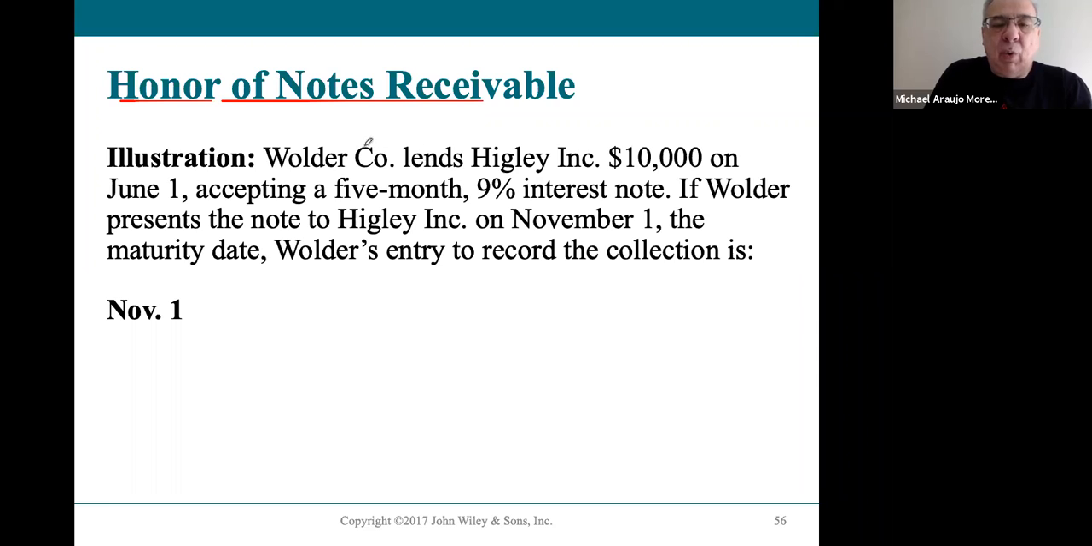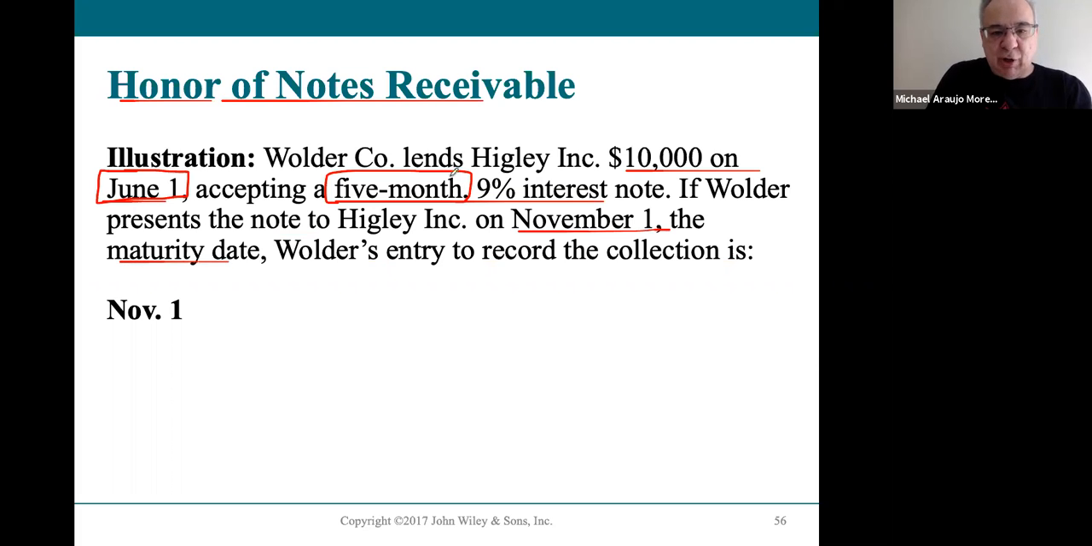Here we have Wolder Lend Higley Corporation, $10,000 on June the 1st. It's a 5-month, 9% note. So again, if you made the loan on June the 1st, and it's a 5-month note, you can calculate the due date just by turning the pages of the calendar: July, August, September, October, November. So November 1st is going to be the due date on this, or the maturity date.